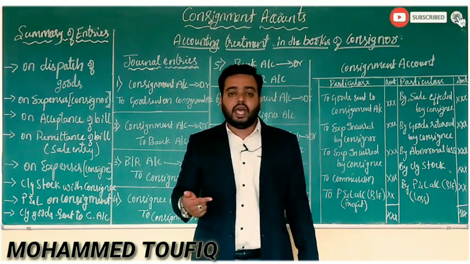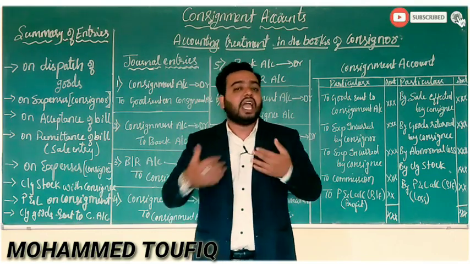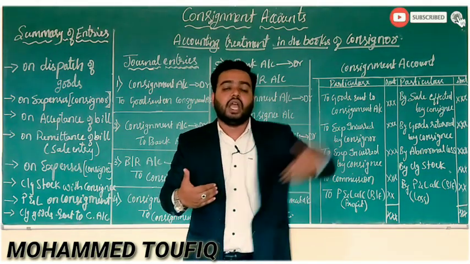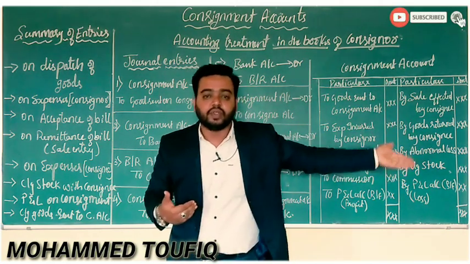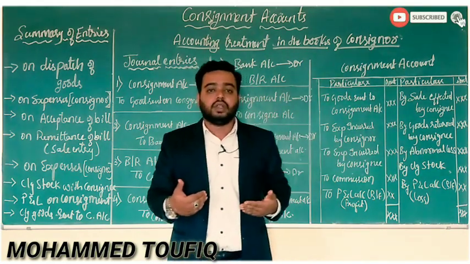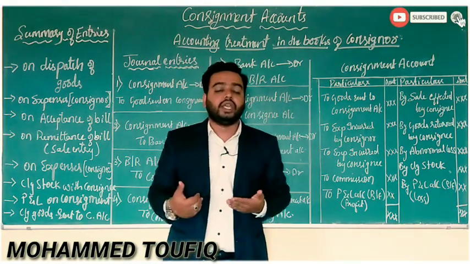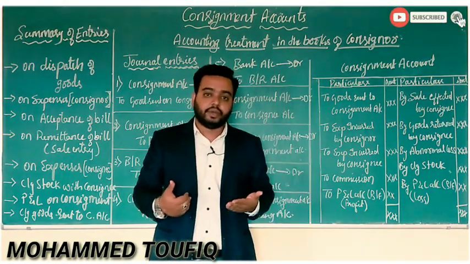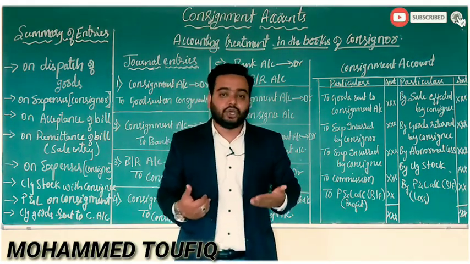Dear students, imagine I am A, and I am sending goods to one particular party, B. So I am the consignor, and he is the consignee. If I am sending the goods, instead of receiving an amount immediately, I can make a bill of exchange on that.